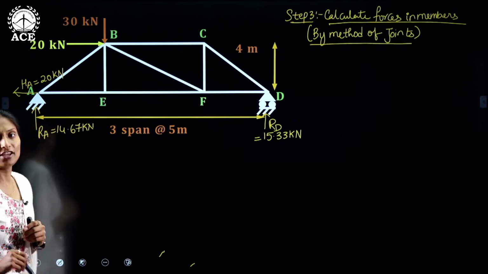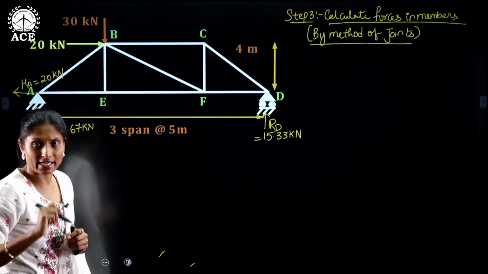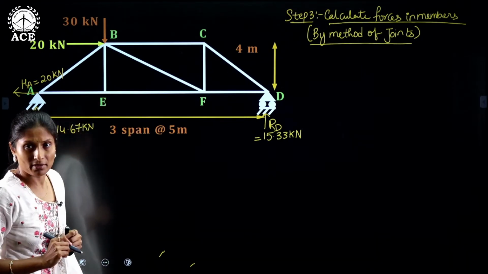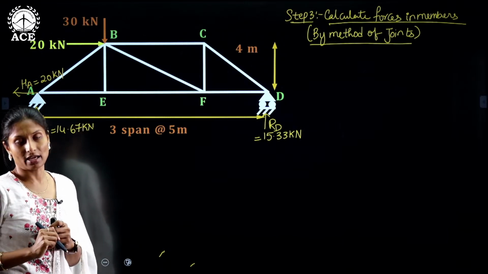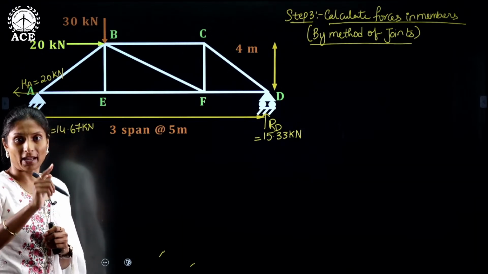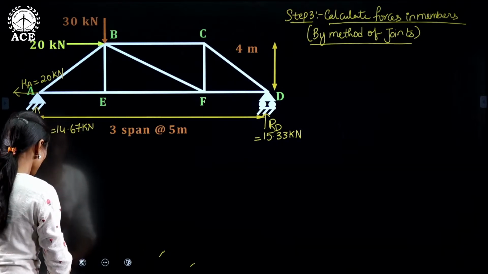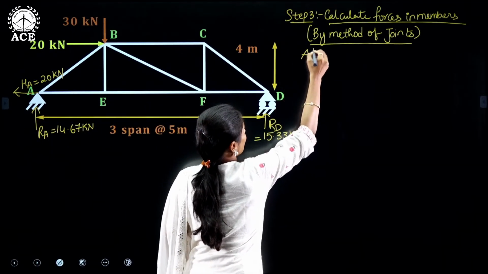Whereas at E, you can see there are 3 members meeting at a joint, and 2 members are in the same line. So at joint E we can apply rule number 3. Right? So you can directly write at joint E.